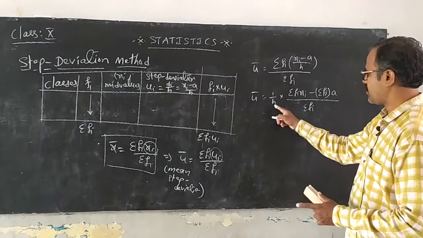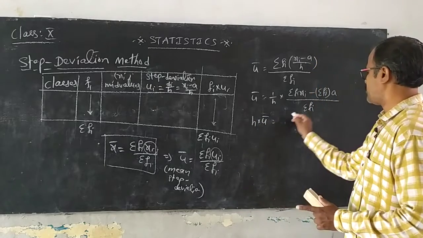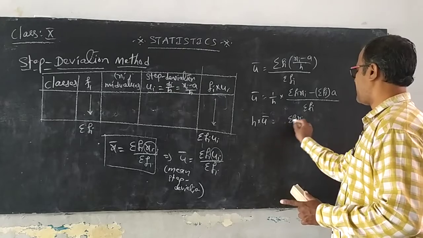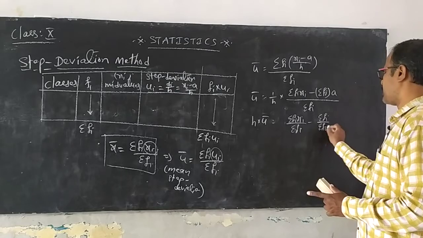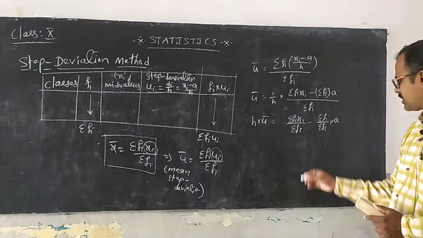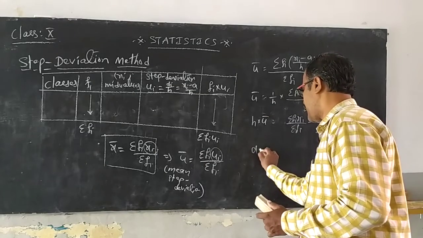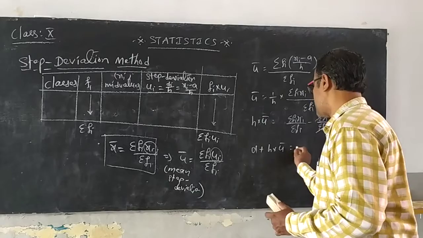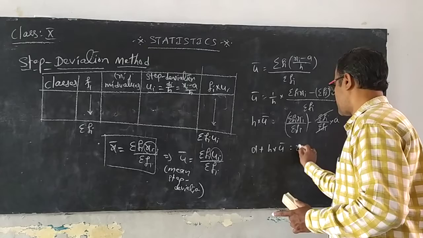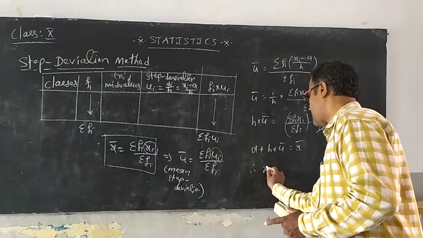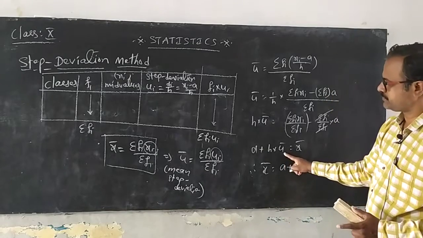Okay, right. Now I cross multiply this h, you get h into u bar is equal to, I distribute this one, sigma fi xi by sigma fi minus sigma fi by sigma fi into a. You can cancel sigma fi and sigma fi. Now you transpose minus a, so you get a plus h into u bar is equal to, what is this one? This is nothing but x bar, isn't it? So write x bar.